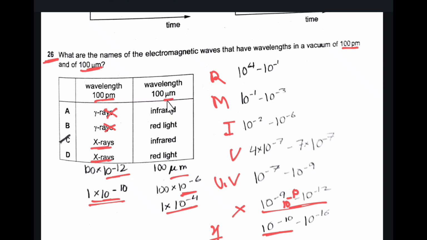Then wavelength of 1 into 10 to the power negative 4, that is negative 4, implies that between negative 2 to negative 6 there is negative 4, so the answer would be infrared. So the infrared, that is option C, is correct.